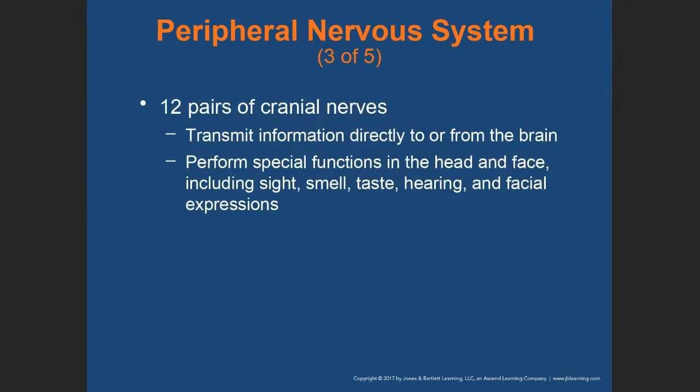There are 12 pairs of cranial nerves that transmit information directly to and from the brain and perform special functions in the head and face. And we have moved from the central nervous system to the peripheral. Once we're talking about spinal nerves and cranial nerves, that's the peripheral nervous system. The cranial nerves include sight, smell, taste, hearing, and facial expressions.